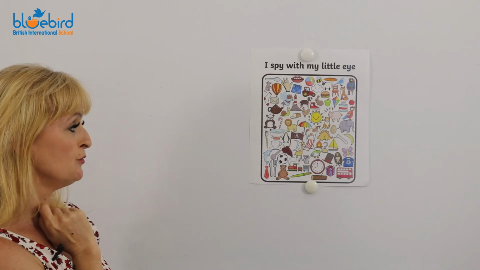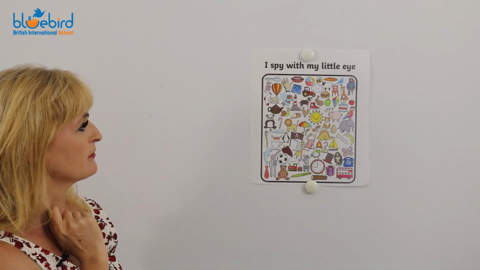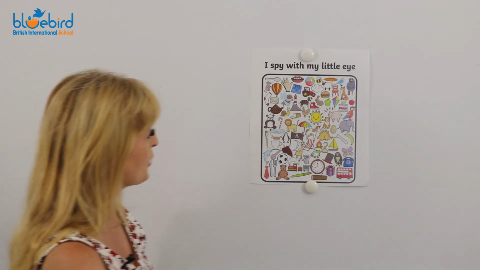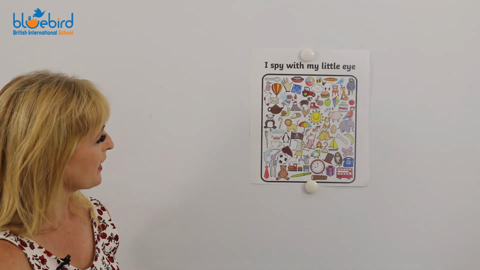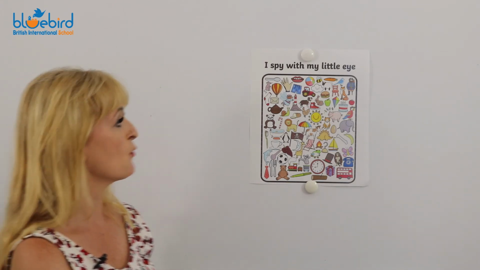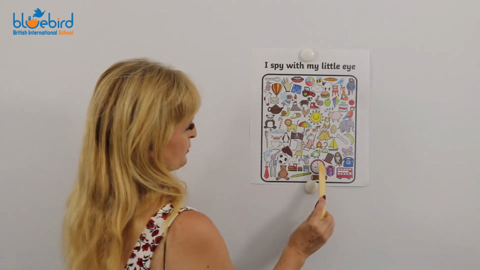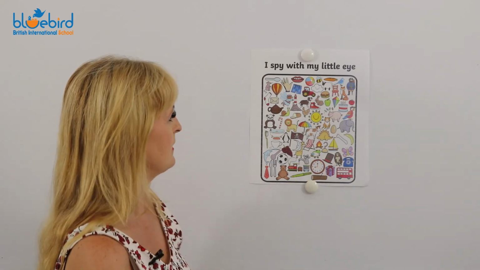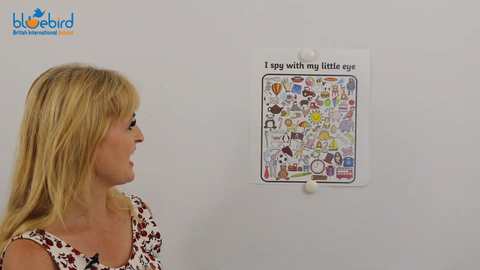Now I can see a few things beginning with ka. So let's have a look and see what we can find. Can you find anything? Let's have a look. There are quite a few things beginning with ka. Okay, so let's have a look. Now what have we been learning this week? We've been learning the time, so we should be able to see our clock. Clock. Okay, can we see anything else?